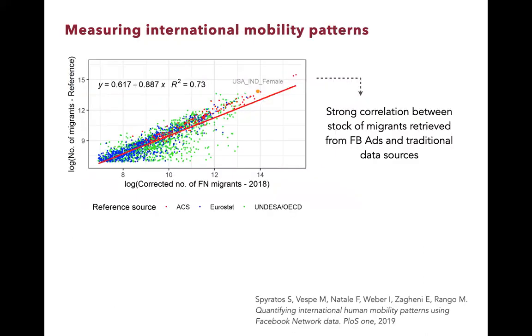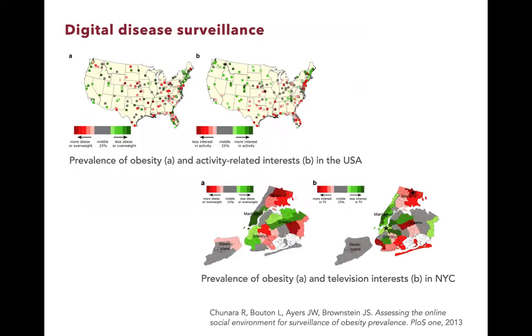Facebook advertisements as data have also been used in the field of migration as non-traditional sources of data for estimating stock of migrants and provide insights that can improve migration governance and assist policymakers, especially due to the high spatial resolution and coverage of Facebook data. And I believe this is the last example.